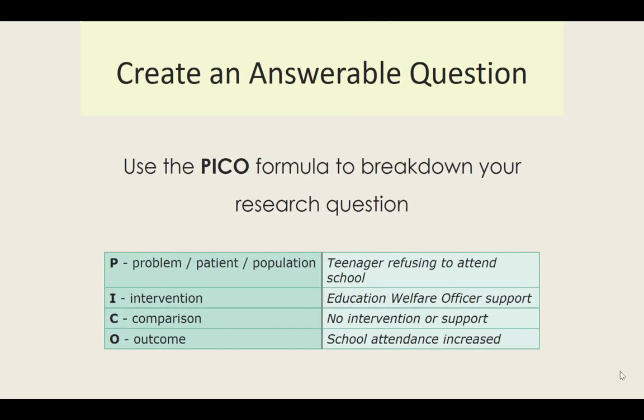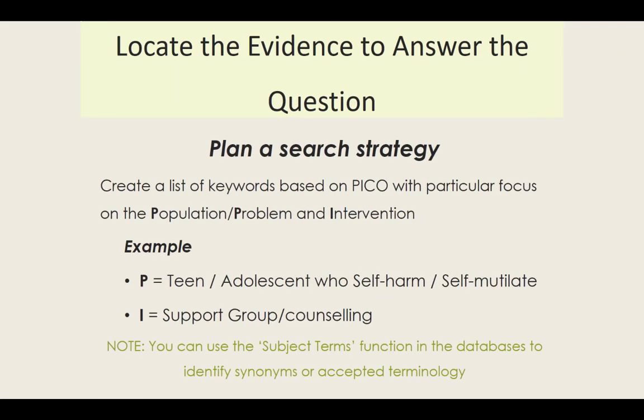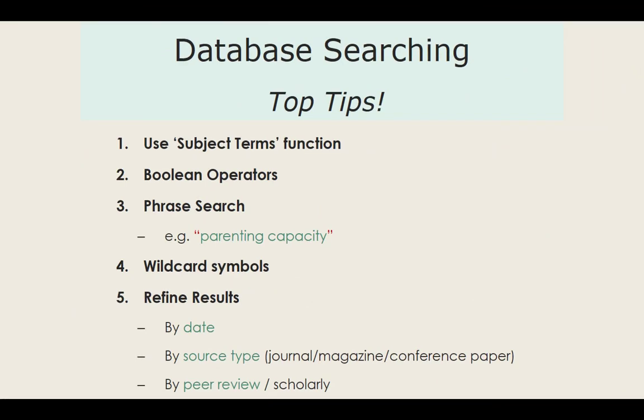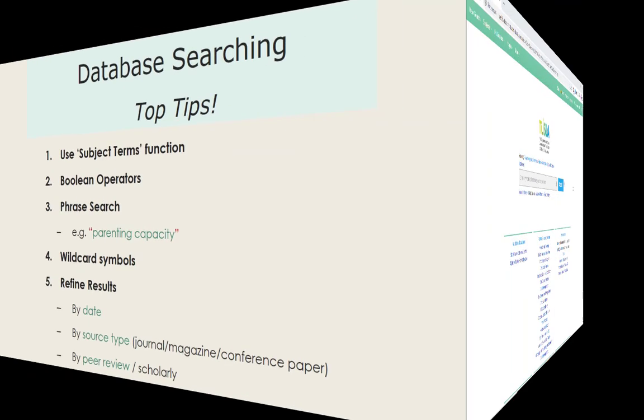If someone was working on a school refusal case and they PICO'd out their question, this is how it might look once it's done. Now we'll create a list of words based on PICO with a specific focus on population, patient or problem, and intervention. We then try and identify all of the synonyms for these terms. Some top tips will be provided throughout this tutorial, and these include using the subject terms function, using Boolean operators, employing phrase searching, using wildcards, and refining by results.